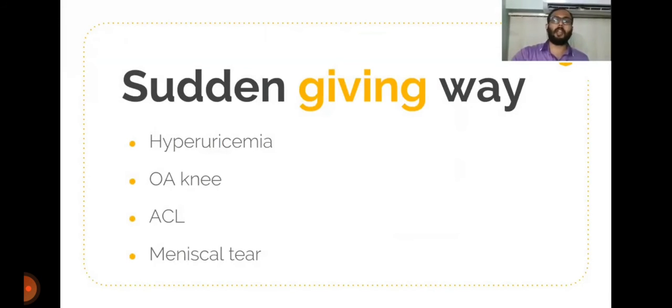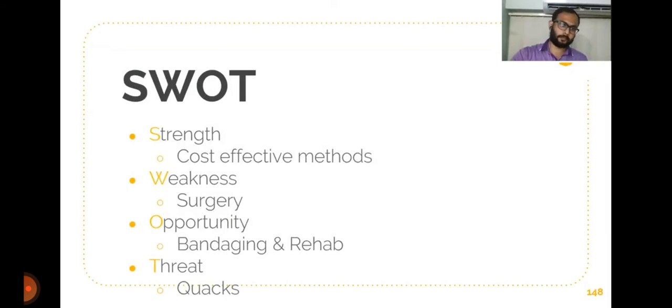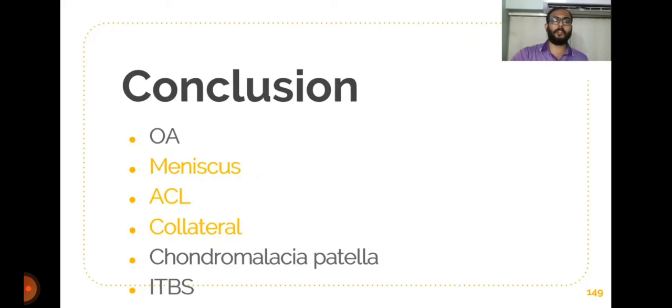The sudden giving way happens in hyperuricemia, osteoarthritis, ACL, and meniscal tear. And meniscal myth is healing only on outer layer. It is an avascular structure. And the strength of our management is cost-effective methods. Weakness is surgery. And our opportunity is bandaging and rehabilitation. Bandaging, rehabilitation, and anesthesia is our opportunity, and our threat is quacks.